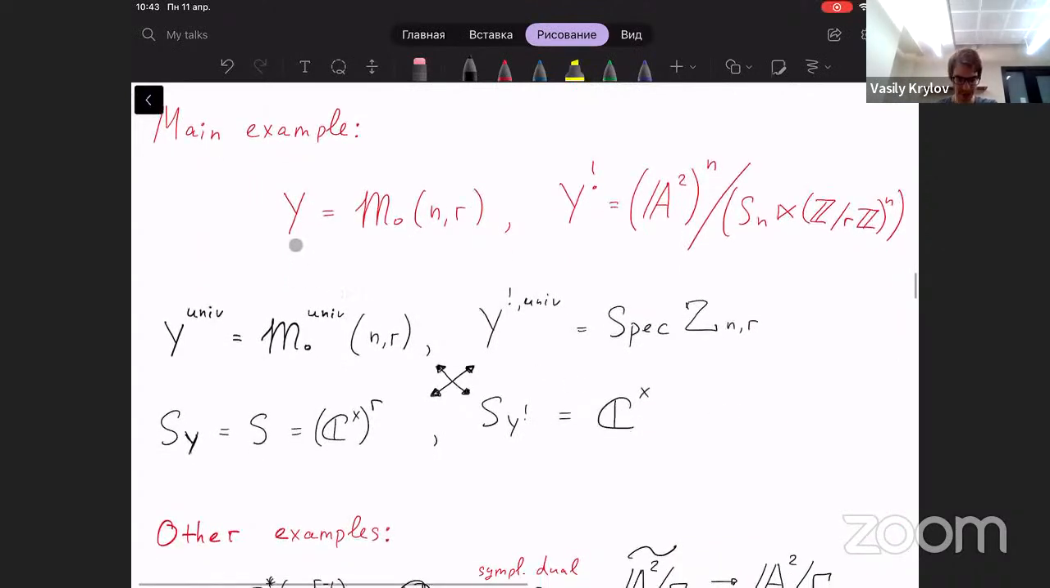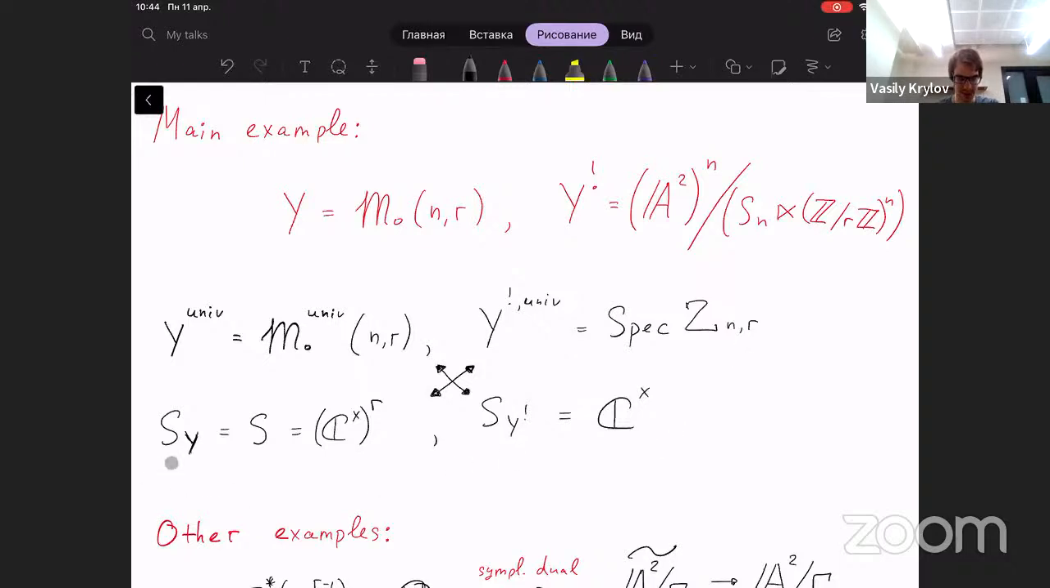So our main example is Y is M_0(n, r), and Y! is this quotient, it's S^n of the A_{r-1} singularity. And then what about the universal deformations? On the left-hand side, the universal deformation is just this universal M_0(n, r) that we discussed. On the right-hand side, the universal deformation is the spectrum of the center of this rational Cherednik algebra H_{n, r}, which I defined only for r equal to 1, but the definition in general is similar.